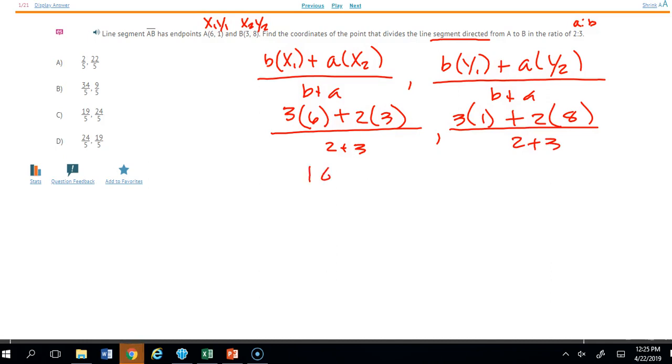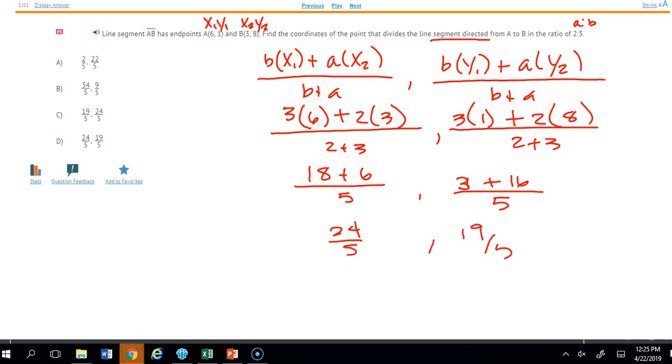So this is going to be 18 plus 6 over 5. And this is going to be 3 plus 16 over 5. So that's going to be 24 over 5. And this is going to be 19 over 5. So that is this one right here.